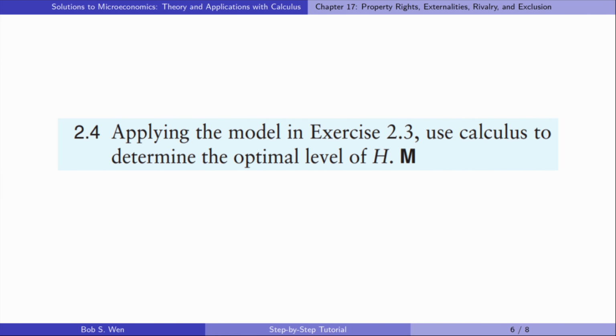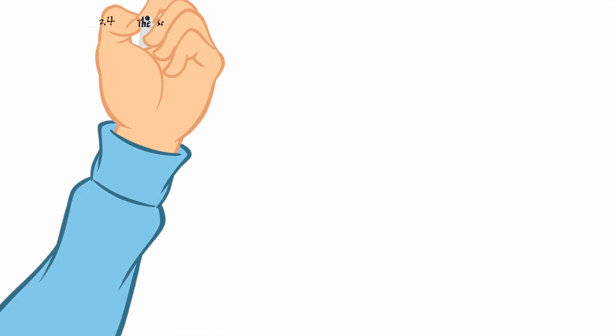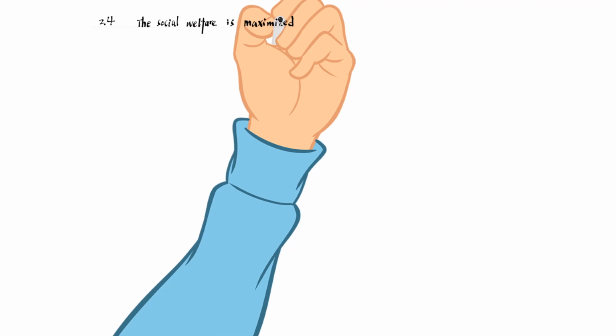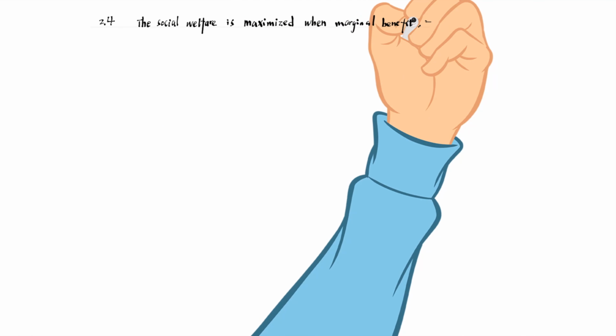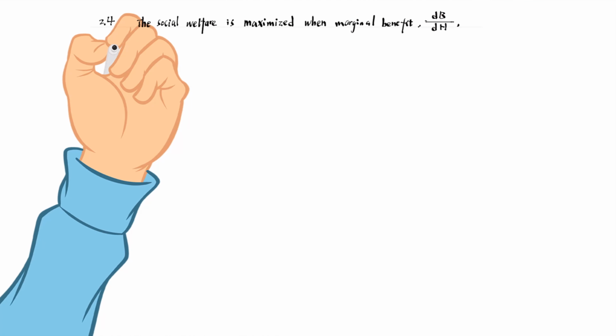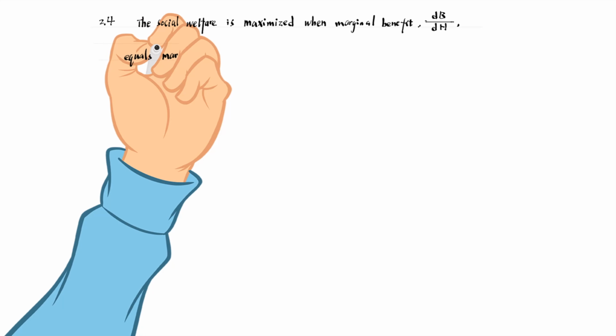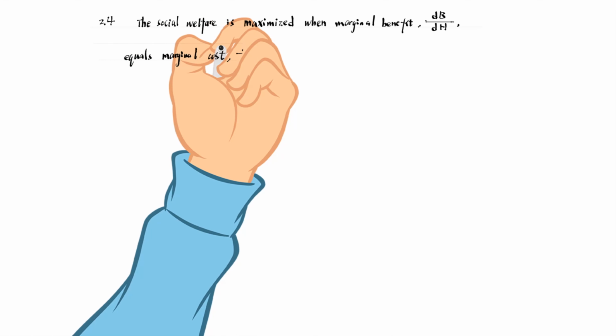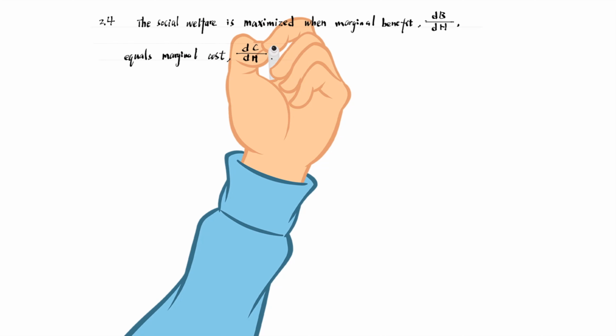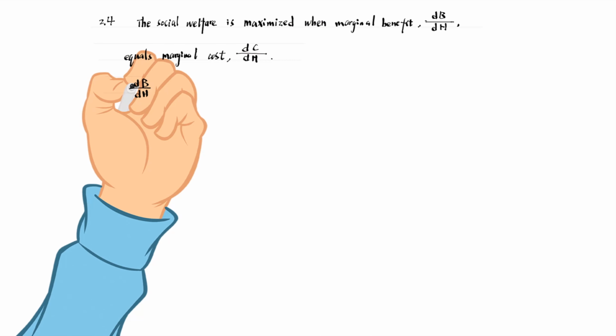Let's answer exercise 2.4. Applying the model in exercise 2.3, use calculus to determine the optimal level of H. The social welfare is maximized when marginal benefit equals marginal cost. We can solve for the optimal level of H.